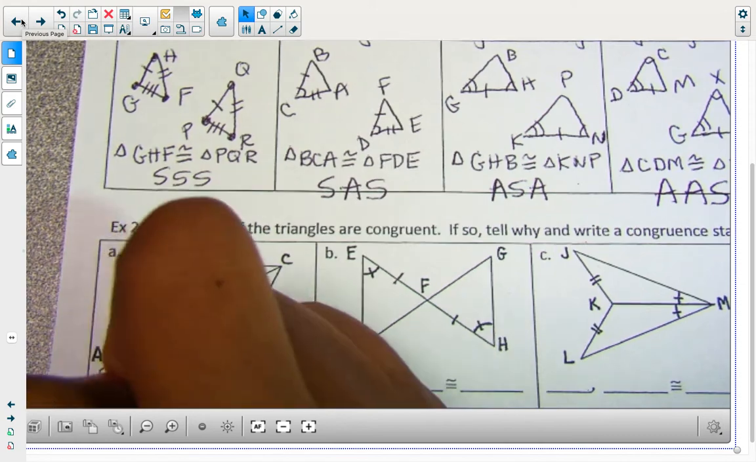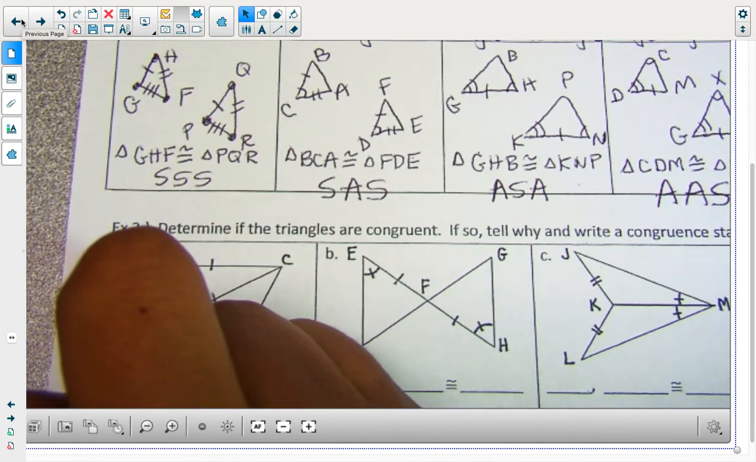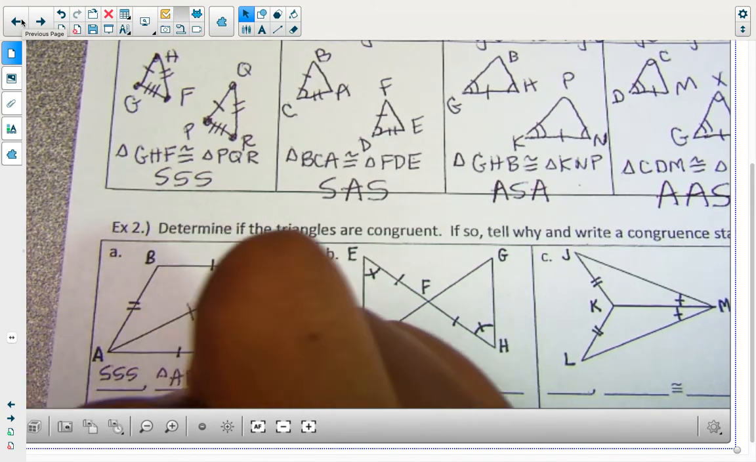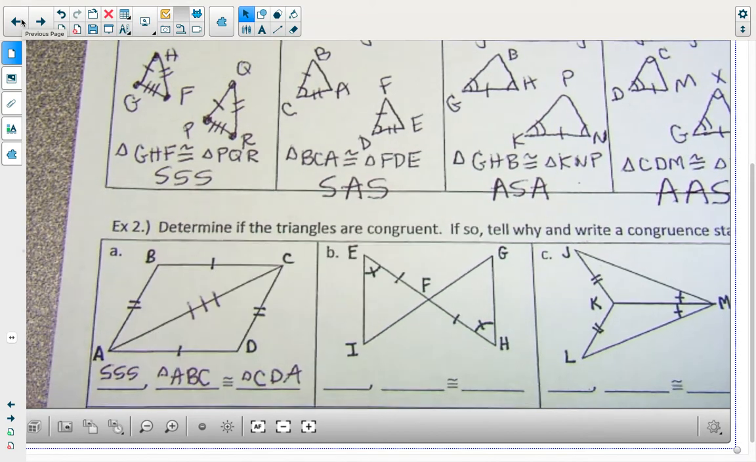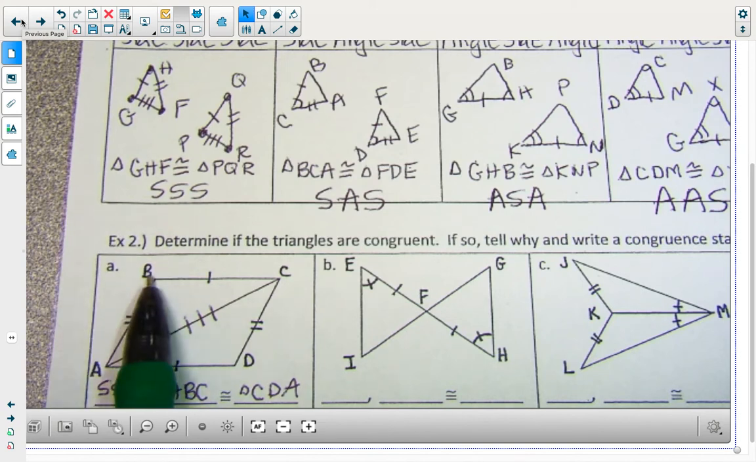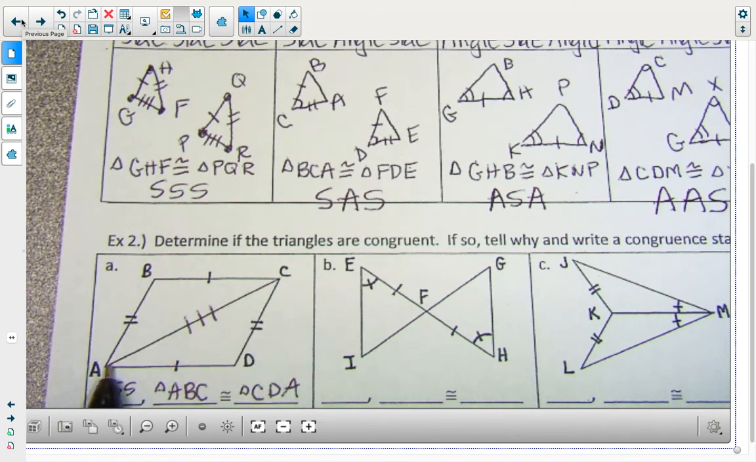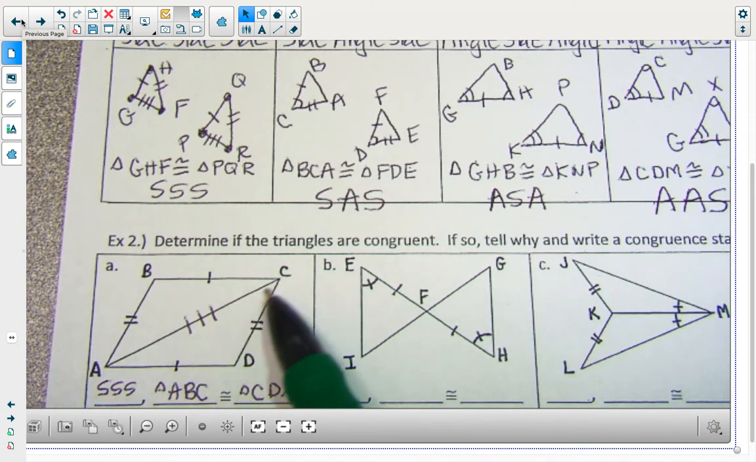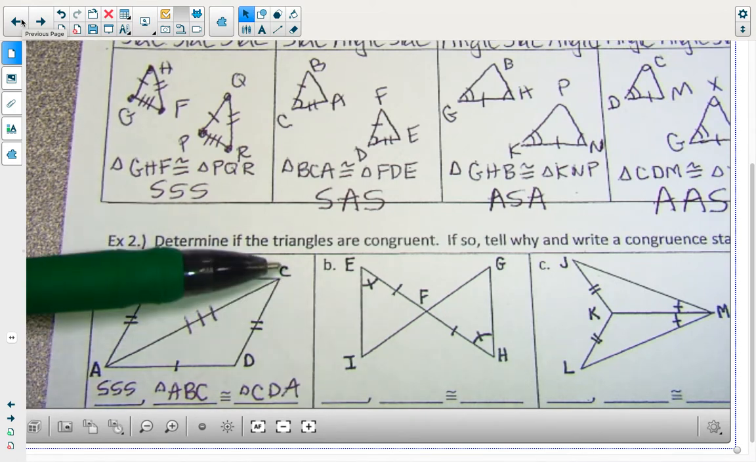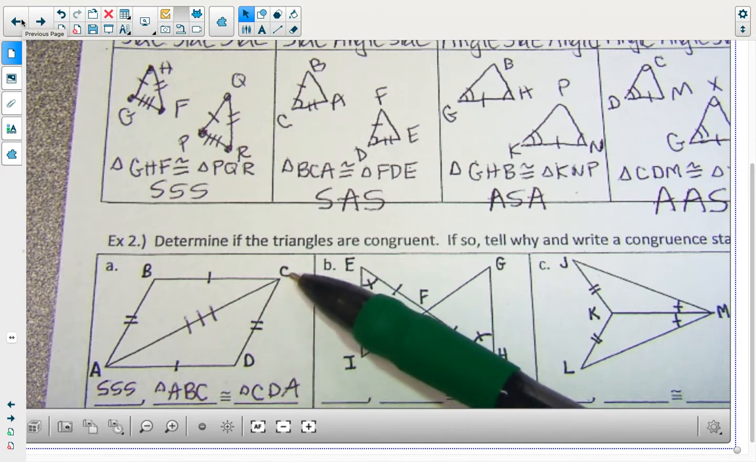And my correspondence is A, B, C corresponds to C, D, A. So I know that because BC corresponds to AC, and I know that these 2 sides correspond to each other, and they share this last side here. So triangle ABC corresponds to CDA.